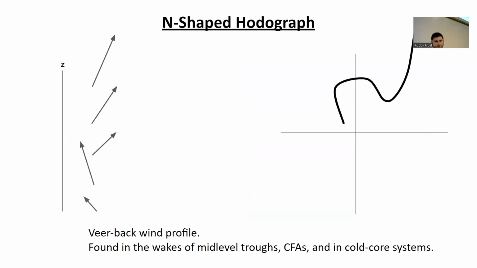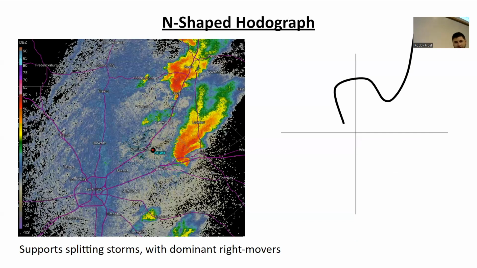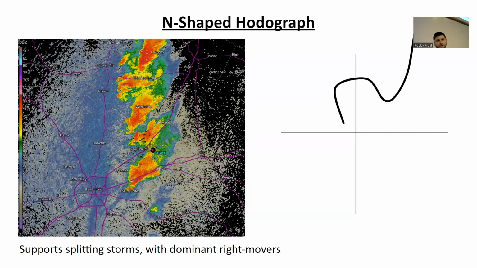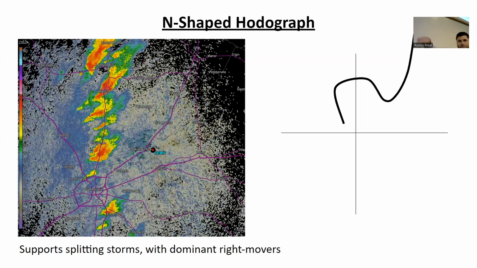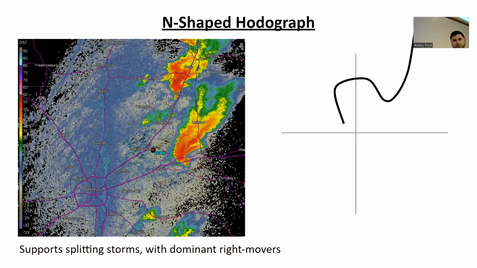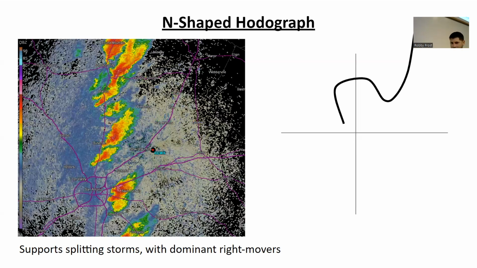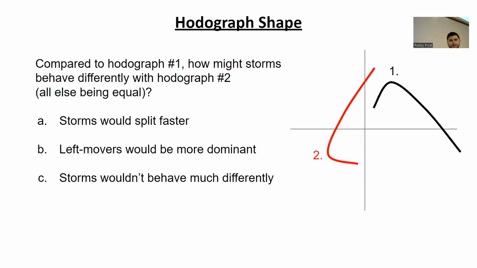Here's a fun one. This is the veer-back. It's an N-shape kind of hodograph. These can be found in the wakes of troughs. Cold fronts aloft are another one, and then in cold core systems. So basically, you see this alternating shape through the profile. It goes from clockwise turning to counterclockwise with height. These can support splitting storms with dominant right movers. There are other considerations with this shape that we'll get into. That change in the shape aloft, if you make that a little lower, it does other things to storms. We'll get into the nasty details with that later.